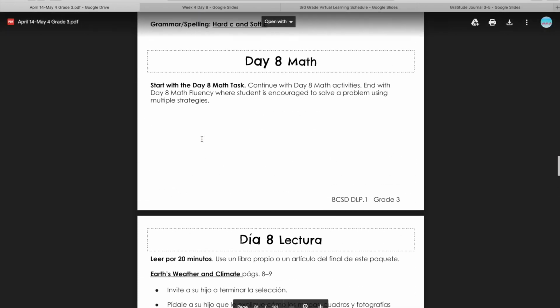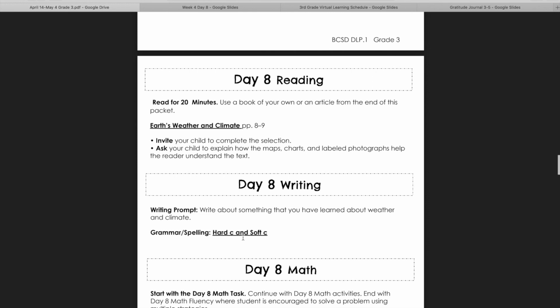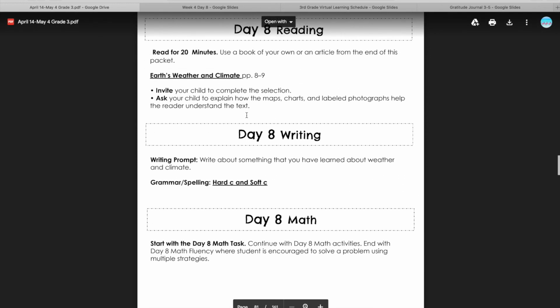And they also want you to do some writing. They want you to write about something that you have learned about weather and climate. It can be anything. Maybe it's the clouds and how it changes the climate or the weather for that day. And that's pretty much it for the packets.